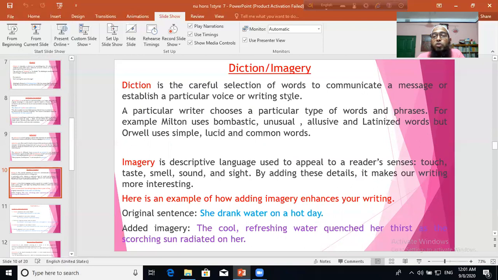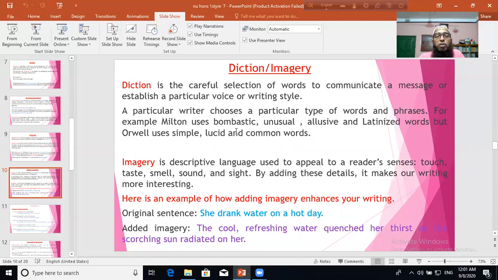Diction actually means choice of words. Each and every writer has his own choice of words, their own style. That is his diction. Look at the meaning here: diction is the careful selection of words to communicate a message or establish a particular voice or writing style. A particular writer chooses a particular type of words and phrases.